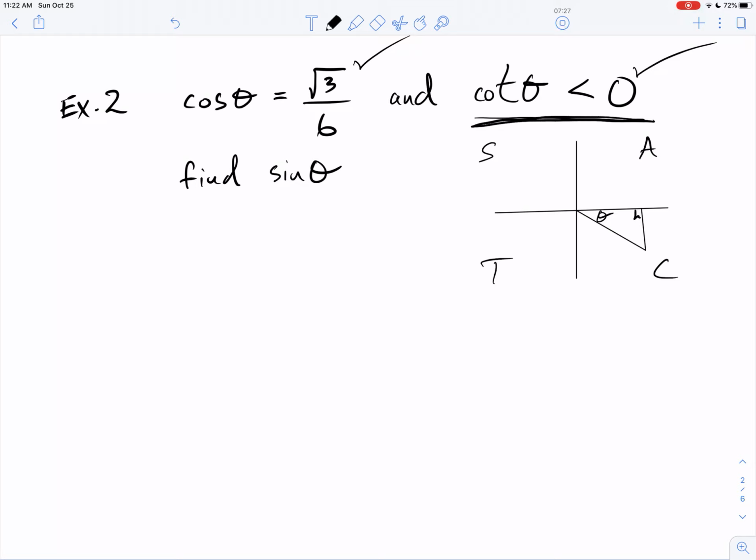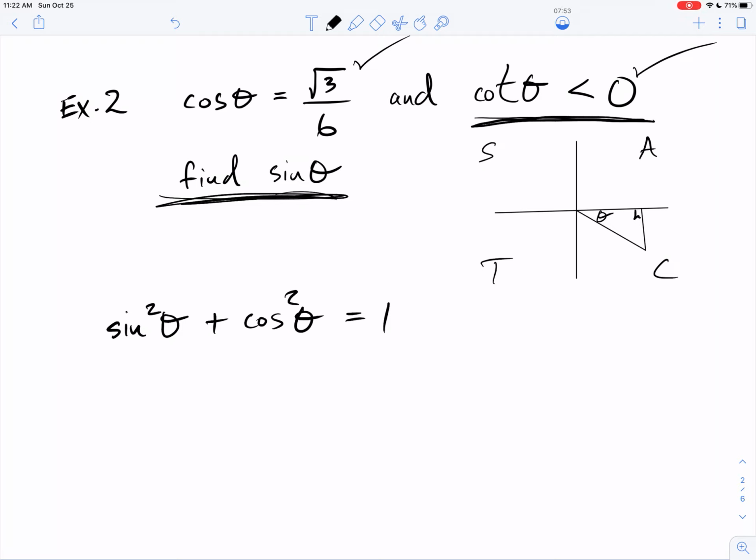Now, here's the deal, guys. I could do it the old-fashioned way, but I'm going to show you the way they're doing it in the book. They're going to say, you know what? We're looking for the sine of theta. So you're going to start out the same way and say sine squared theta plus cosine squared theta equals 1. Why? Because that's a Pythagorean identity. That is a true statement no matter what.